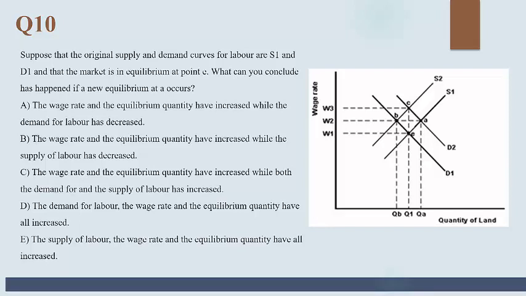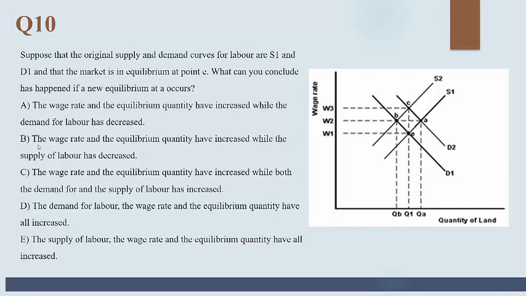Okay, so let's go through each of these in turn. A says the wage rate and the equilibrium quantity have increased while the demand for labor has decreased. So we know the demand curve shifted to the right, so we know that the demand for labor did not decrease. Also, it is true that the wage would be higher and the quantity of labor, but this is an incorrect second part of the statement. The demand for labor did not decrease.